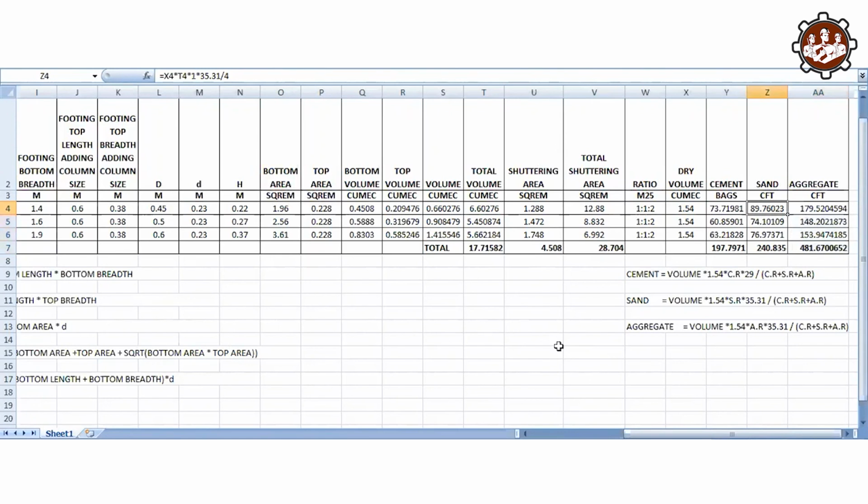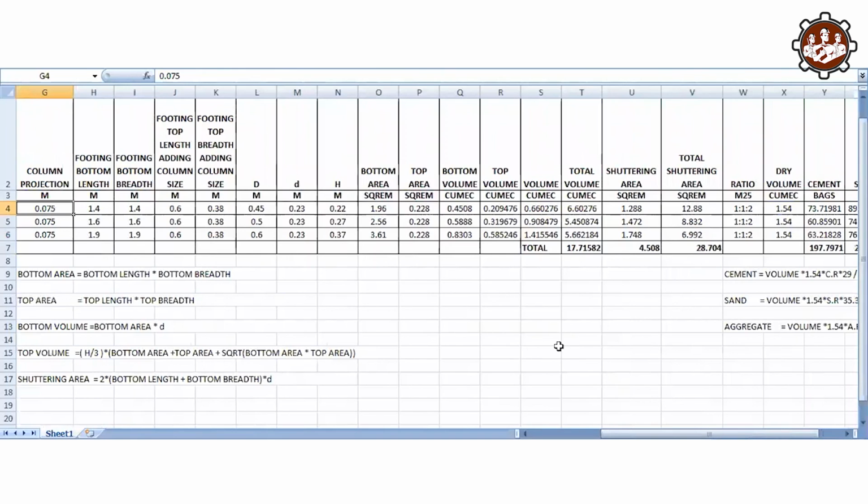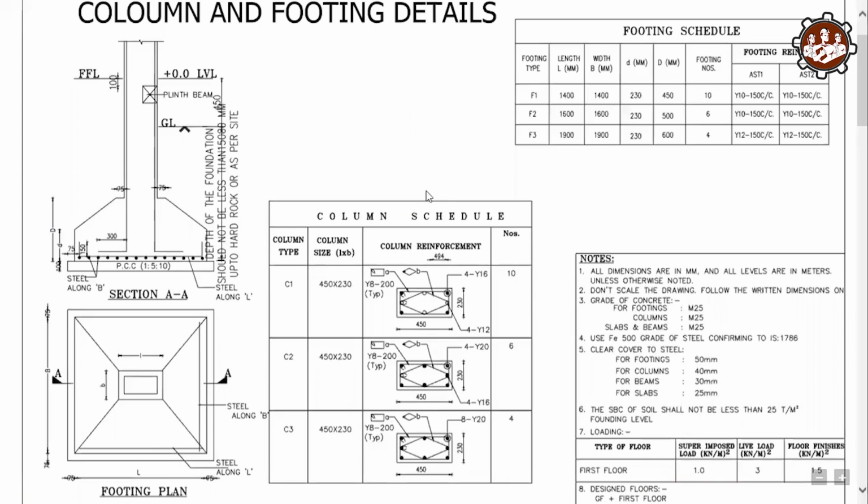So you can see here, this is the complete estimation of isolated footings. In the first line, we use the standard formulas for the calculation of bottom area, top area, bottom volume, top volume, and shuttering area. Then we calculate cement, sand, and aggregate. After this, we input only the specification data: footing length, breadth, and depth. We drag, and we calculate all the quantities. So this is the complete estimation of the isolated footing. I hope you are getting it.